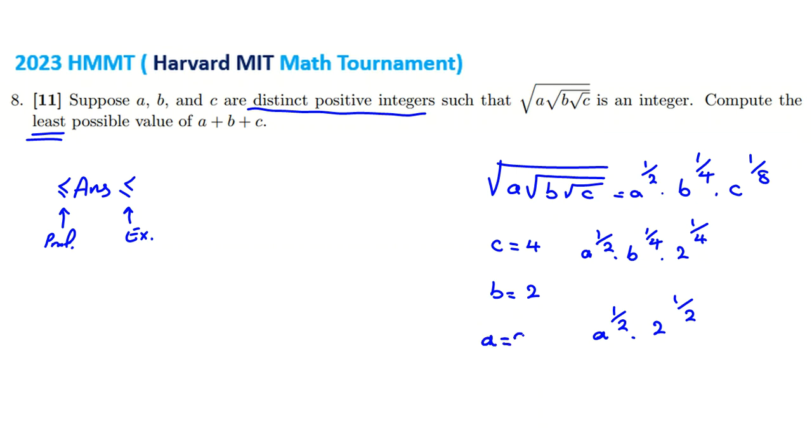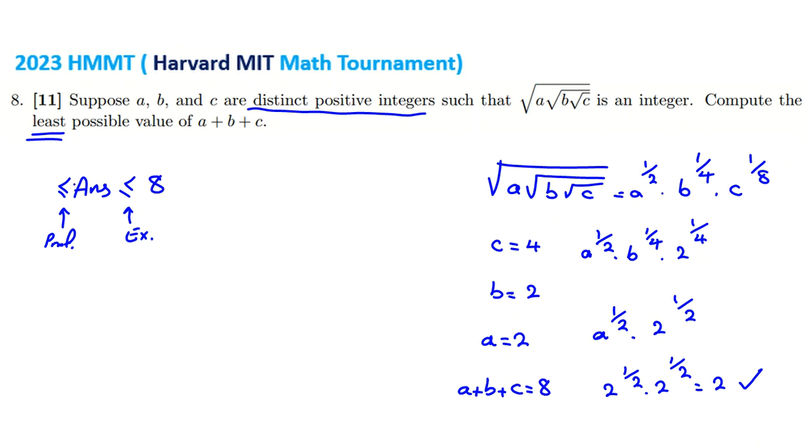Again, if A is 2, then it will be 2 to the power of 1 half times 2 to the power of 1 half. Look, the powers will be added together. 2 to the power of 1 over 2 plus 1 over 2 is 2 to the power of 2 over 2, and it will be okay. So one case is this. In this case, A plus B plus C is 8. Okay. But maybe the answer is not 8.